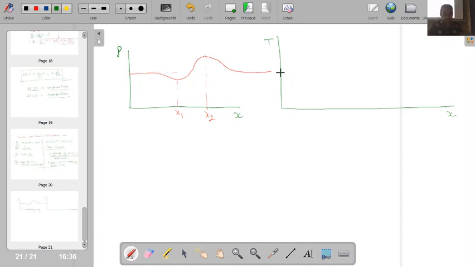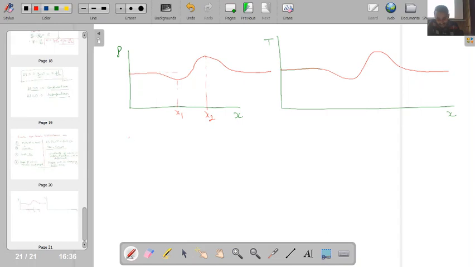Because the process is isentropic, if I know the variation of density, I can plot the variation of temperature. Obviously, temperature will also have a similar nature, only it will have a scaling of 1 by gamma minus 1 between density and temperature, particularly for a calorically perfect gas.